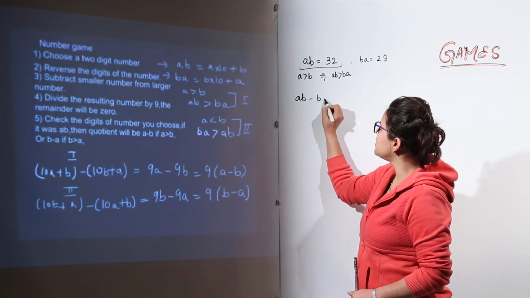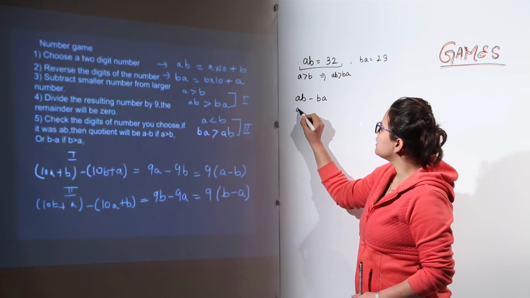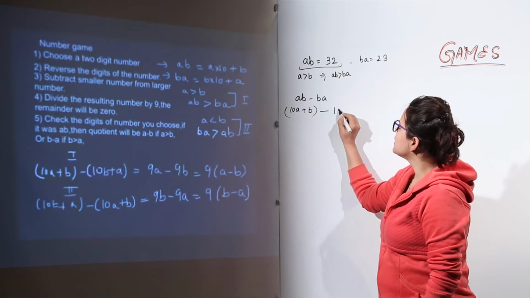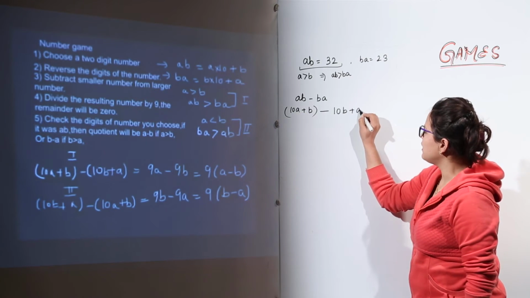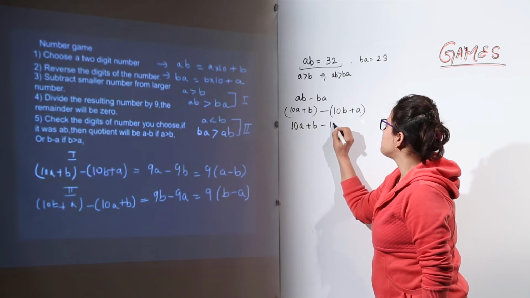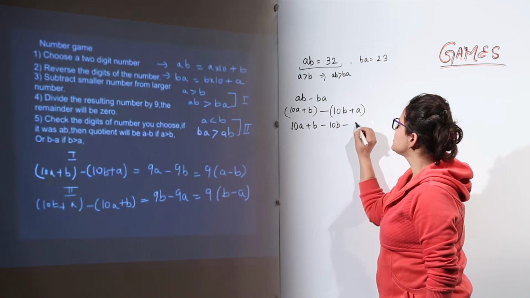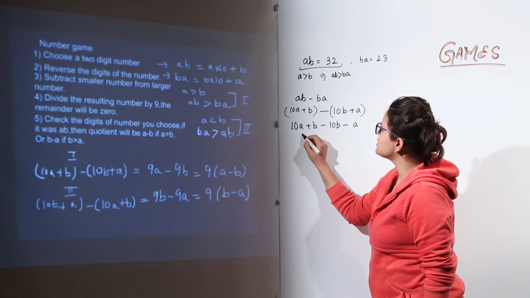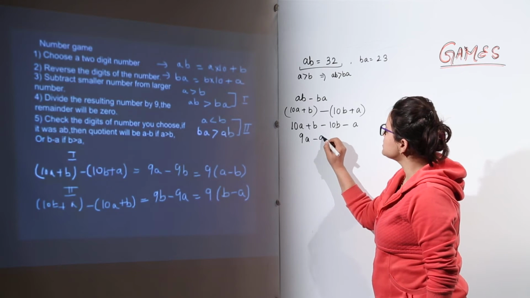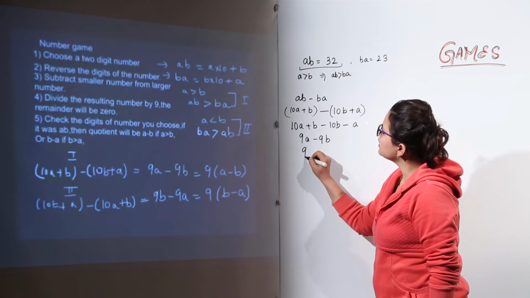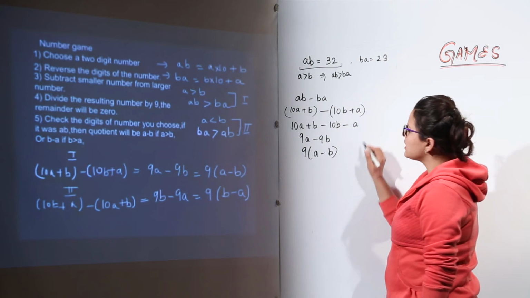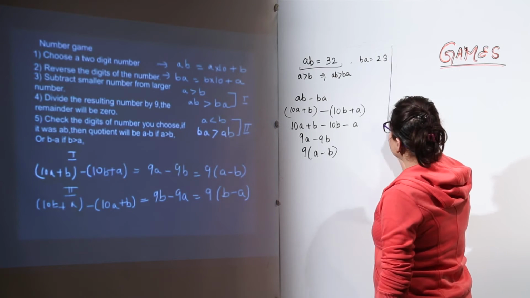AB minus BA. Now this was written as 10A plus B whole minus 10B plus A. Now solving it further, we get 10A plus B minus 10B minus plus minus A. Now you get 10A minus A as 9A and minus 10B plus B as minus 9B. Over here you take out the 9 common, you get 9 into A minus B. That is the case if this was done.